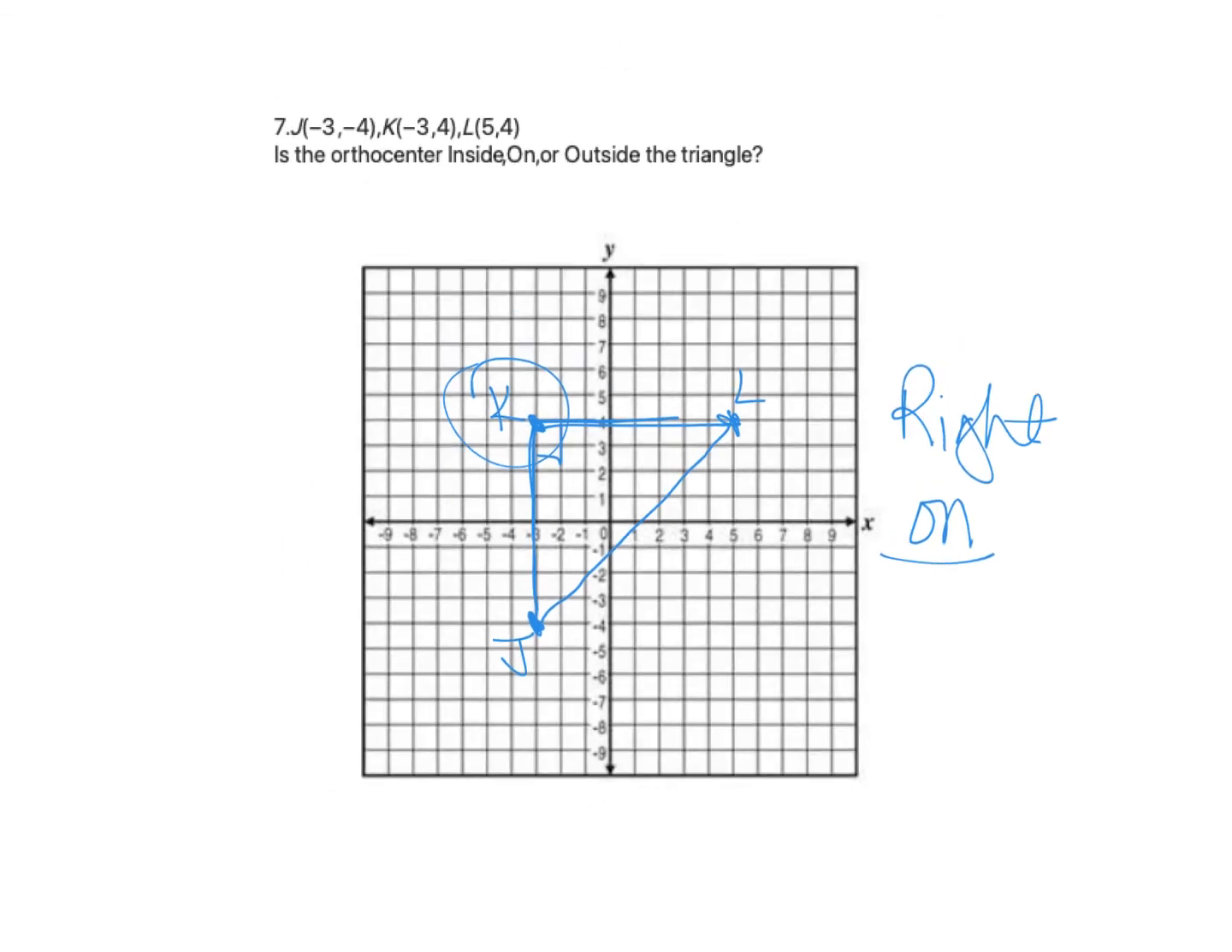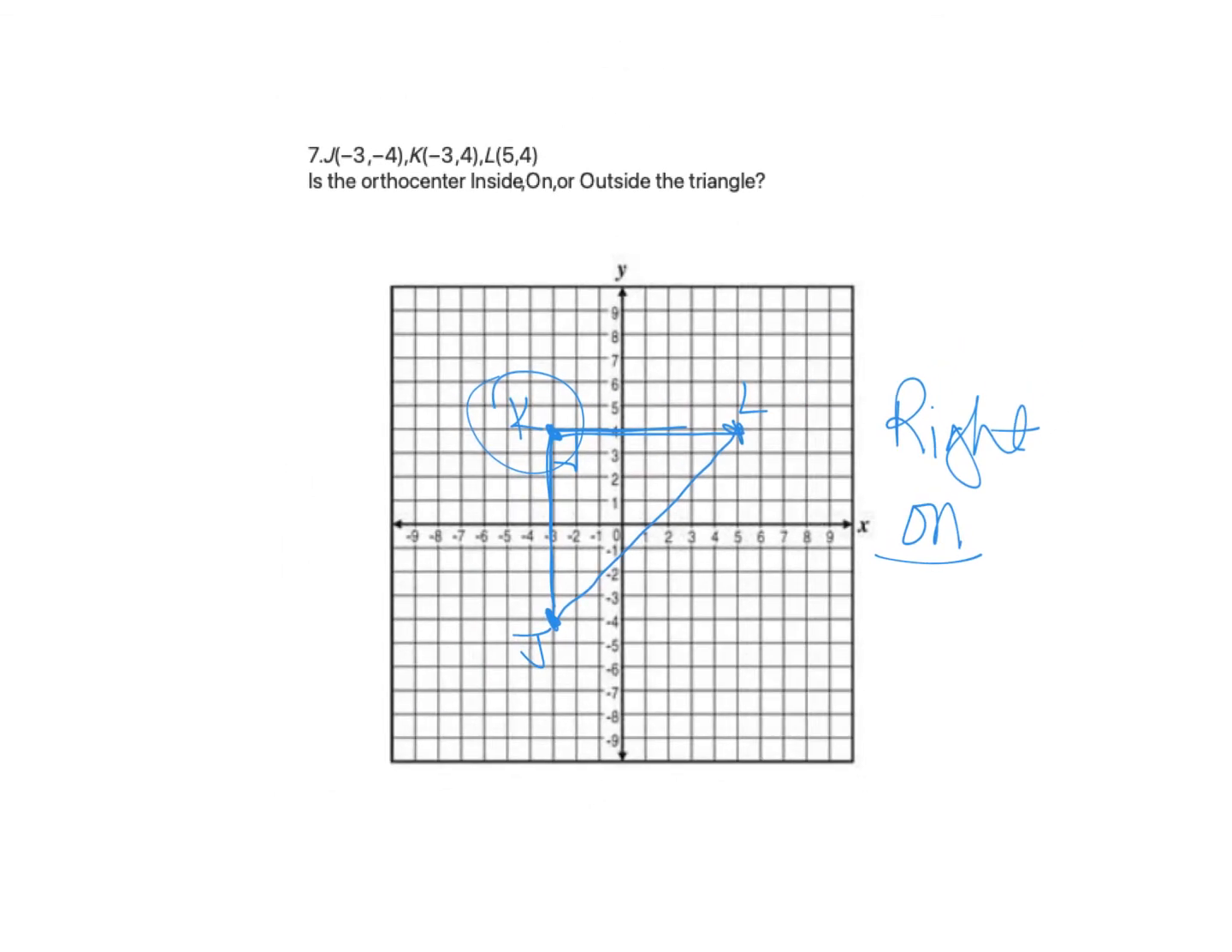Okay, so once you're finished with your notes and the lesson video here, you can work on your class kick, which is called Orthocenter and Altitudes class kick. So make sure you're in the right class kick.